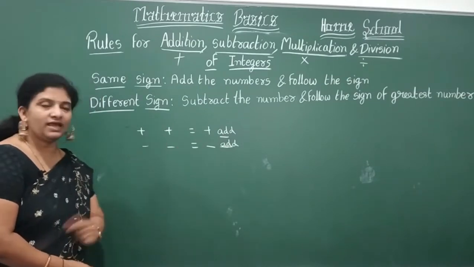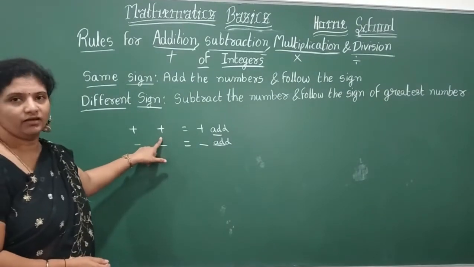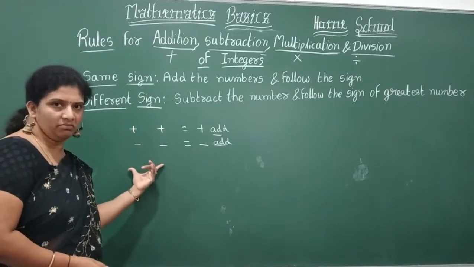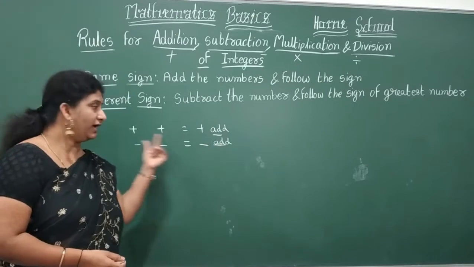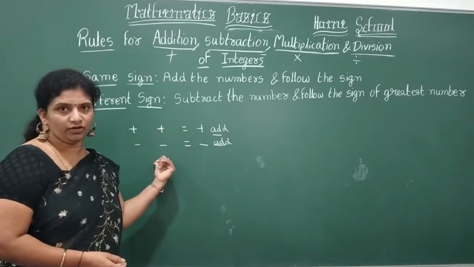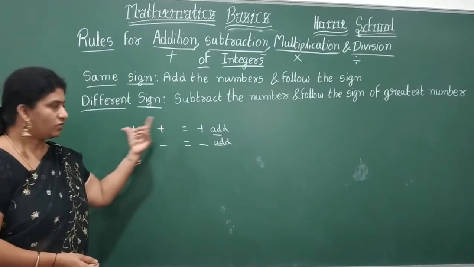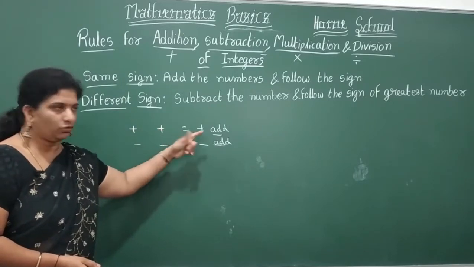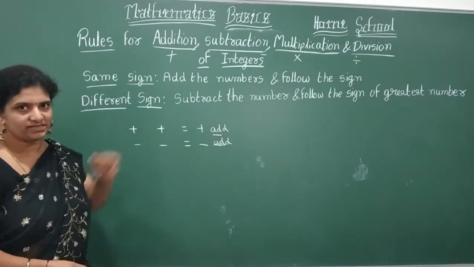Okay, let's see the examples also. Both have the same sign, either positive or negative. What do we need to do here? We need to add the numbers and take the sign that is followed here. Suppose you have plus 2 plus 3 there. So what are you going to do? 2 and 3 you need to add and write it here. And you are going to follow with the plus sign here.